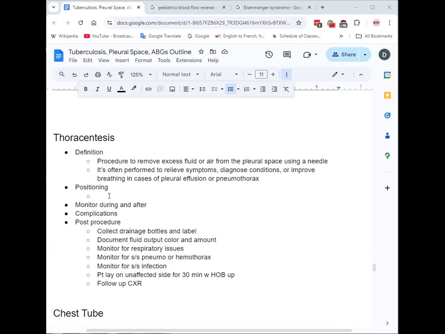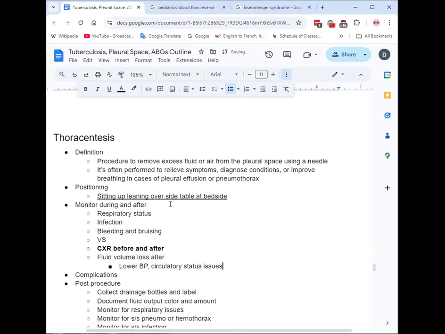Yeah, so sitting up and leaning. You will help them prep. Some typical stuff that at this point we've hammered in really hard: respiratory status, and whether there's been an infection after, because you're inserting something in. If there's bleeding or excessive bruising, you want to do a chest X-ray before and after. Makes sense. You want to see how your intervention actually helped them.